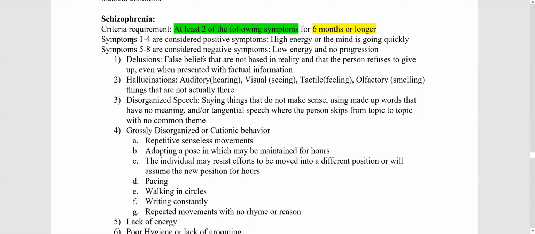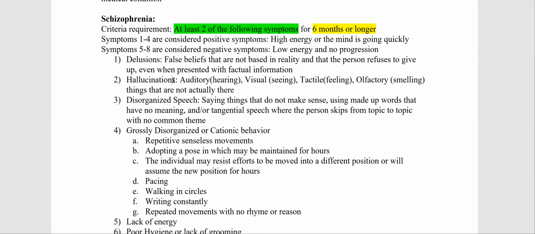And again, symptoms 1 to 4 are considered positive symptoms. So high energy, or the mind is going very, very quickly. So they're like supercharged up. So that's what those symptoms are mimicking. And symptoms 5 to 8 are considered negative symptoms because they have low energy or they're not progressing in any way, shape, or form. So the criteria is kind of the same. So I'm going to zip through it kind of fast.